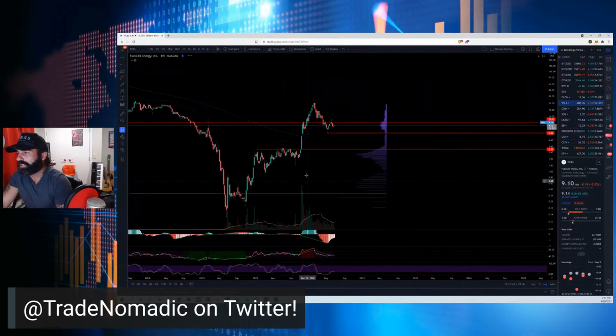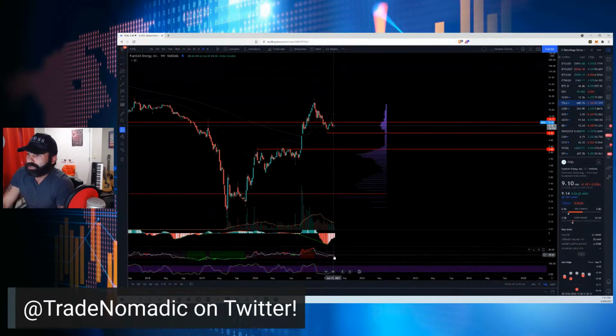I did see on the weekly chart, if you want a bullish scenario, you do have this hidden bullish divergence on the MACD, which would imply a bullish continuation. The Stoch is nice and low at the bottom of the range. The RSI doesn't look great, but it's kind of neutral. Not much you can gather from that.